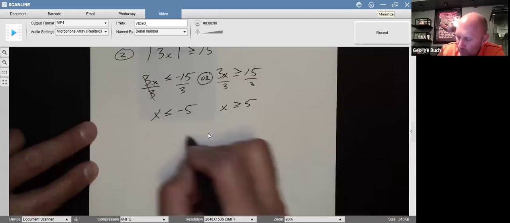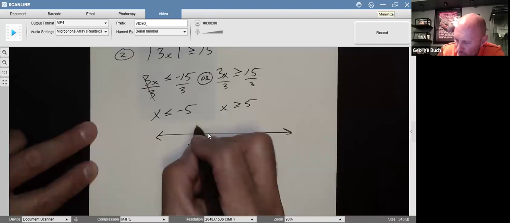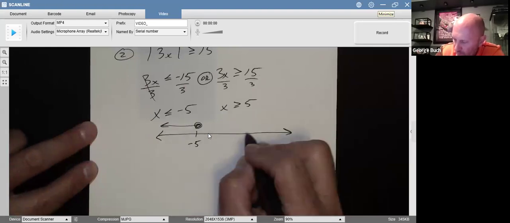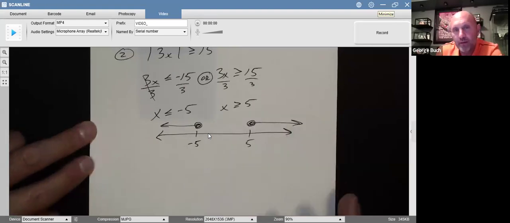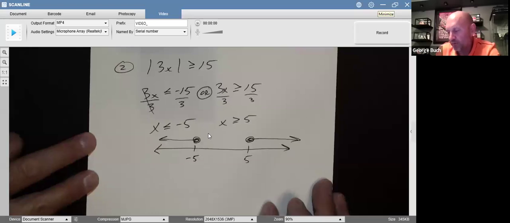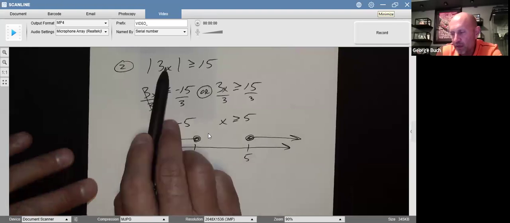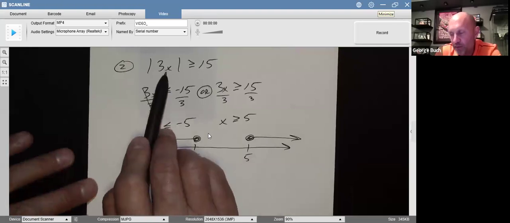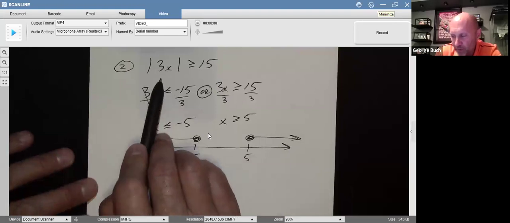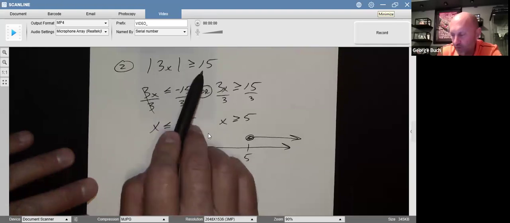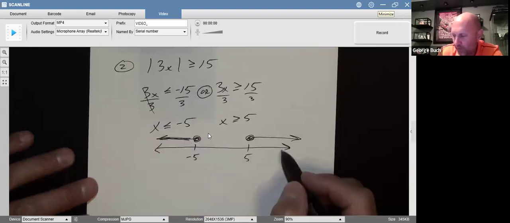So what does that look like on the number line? Well, it's -5 closed circle going to -infinity. It's +5 closed circle going to +infinity. And again, if we want to test if this is right, pick a number down here. Let's say -10. If I plug in -10, 3 times -10 is -30. Absolute value of -30 is +30. Is +30 greater than or equal to 15? Yes, it is. So I know it's definitely this line here. Or if I do +10, I get the same result.